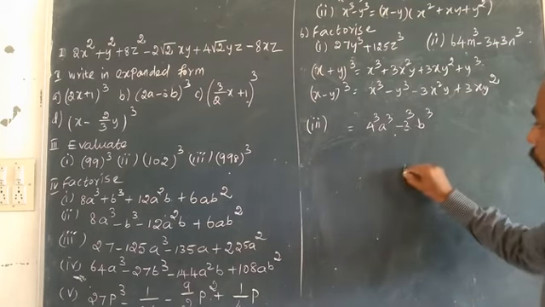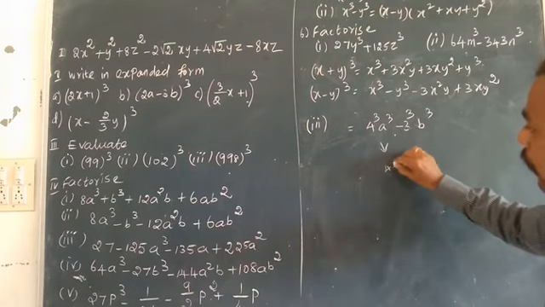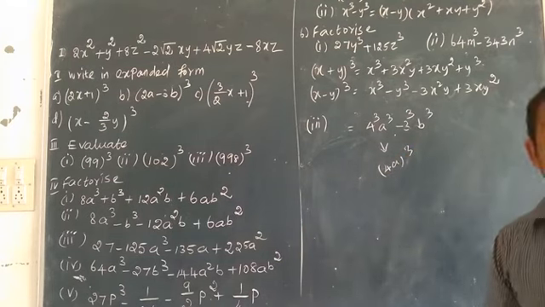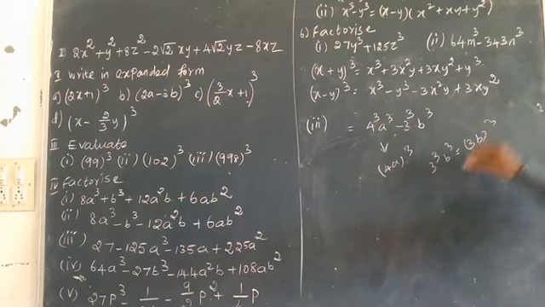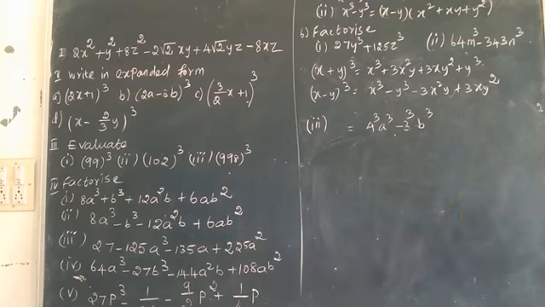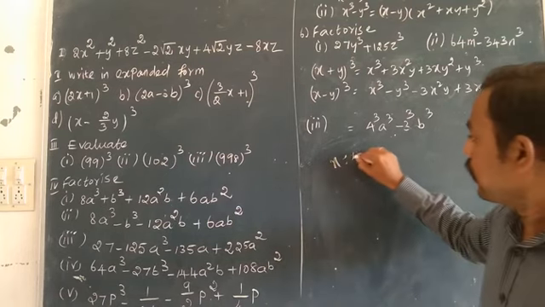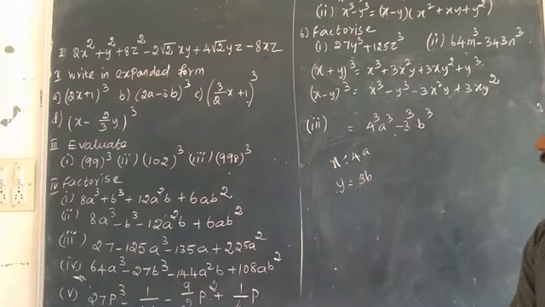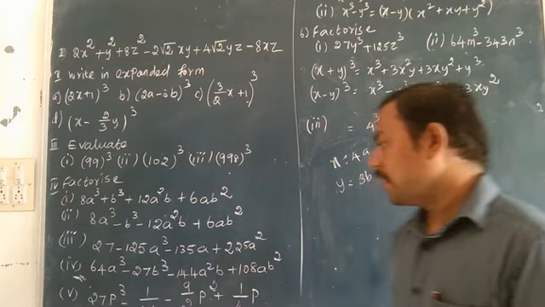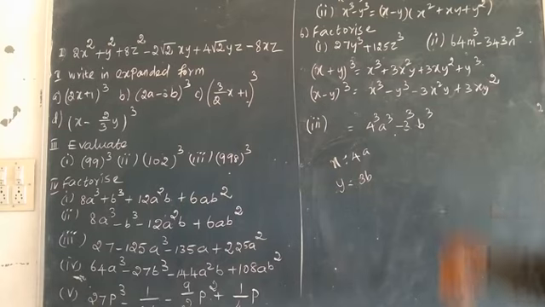From this you can identify 4 power 3 and a power 3 as 4a whole power 3, and 3 power 3 b power 3 we can write as 3b whole power 3. We need to write this one whole power 3. So for that I can write x is equal to 4a and y equal to 3b. You can use this thing. Already we know how to identify your x value, y value by the perfect cube number. Now you can use this identity.